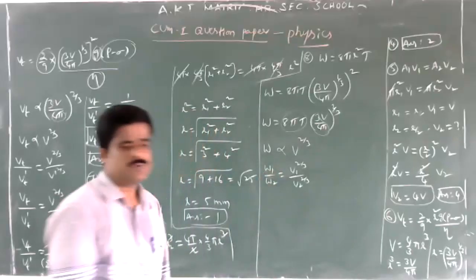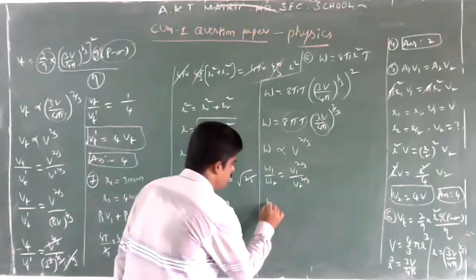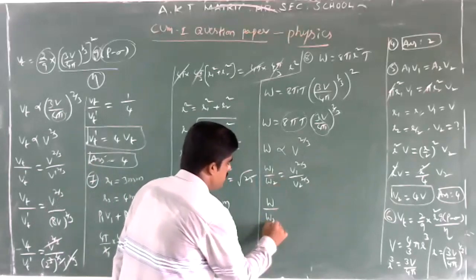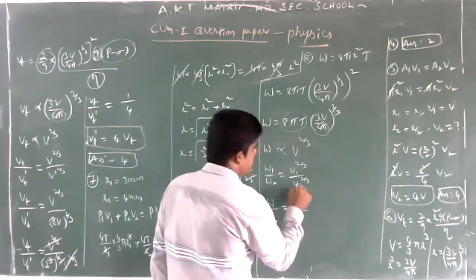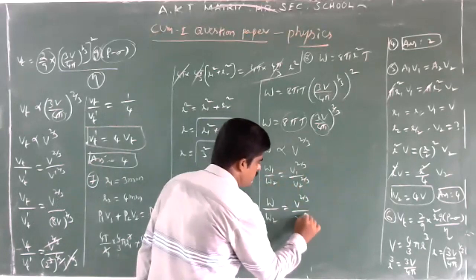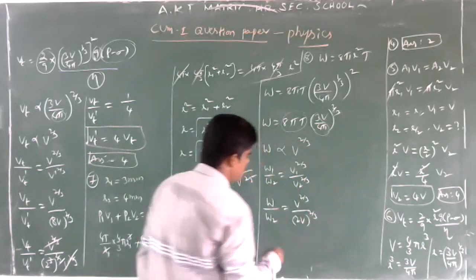W1 is the first case. What is the amount of work done? W1 is equal to W. But in the second case the work done is unknown. In the first case the volume is V, to the power of 2 by 3. In the second case the volume is 2V, to the power of 2 by 3.